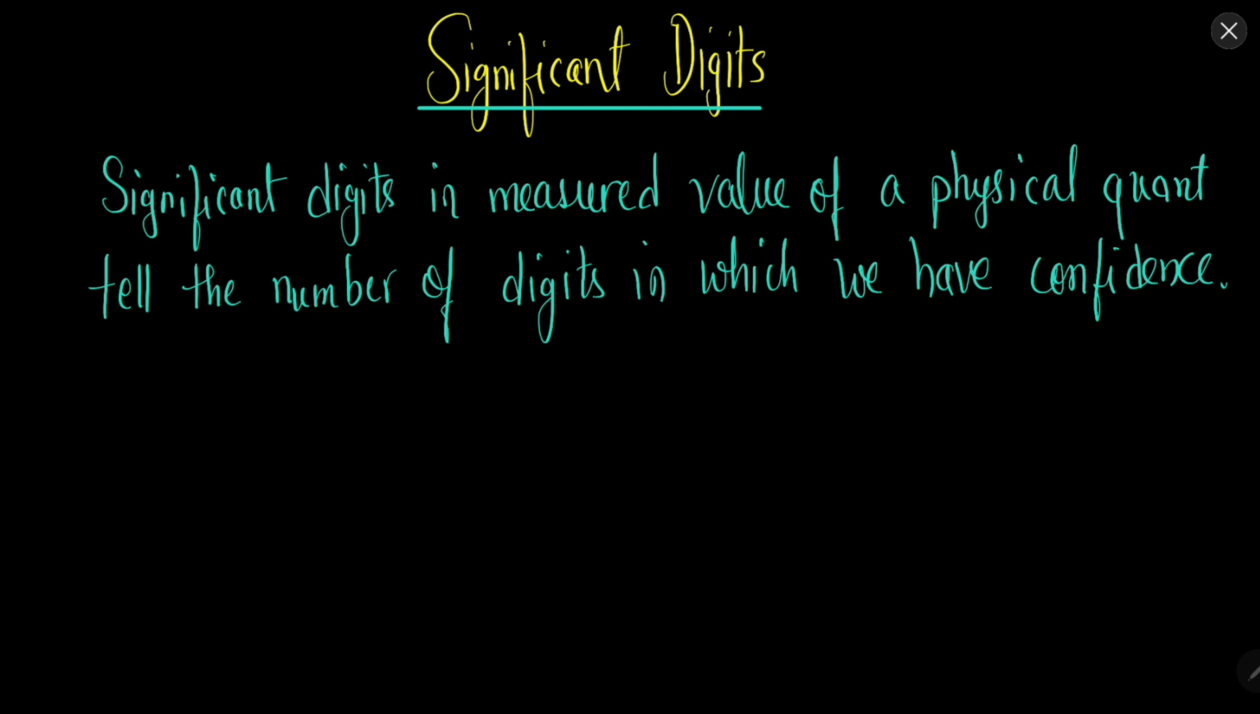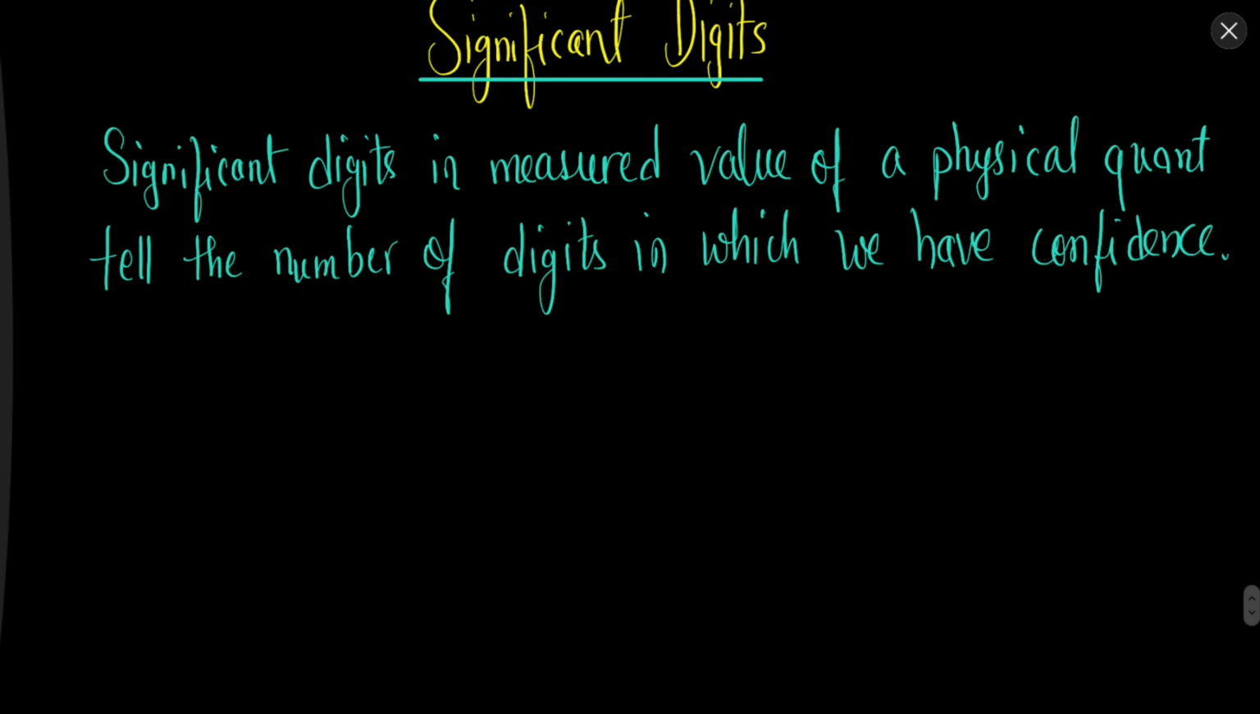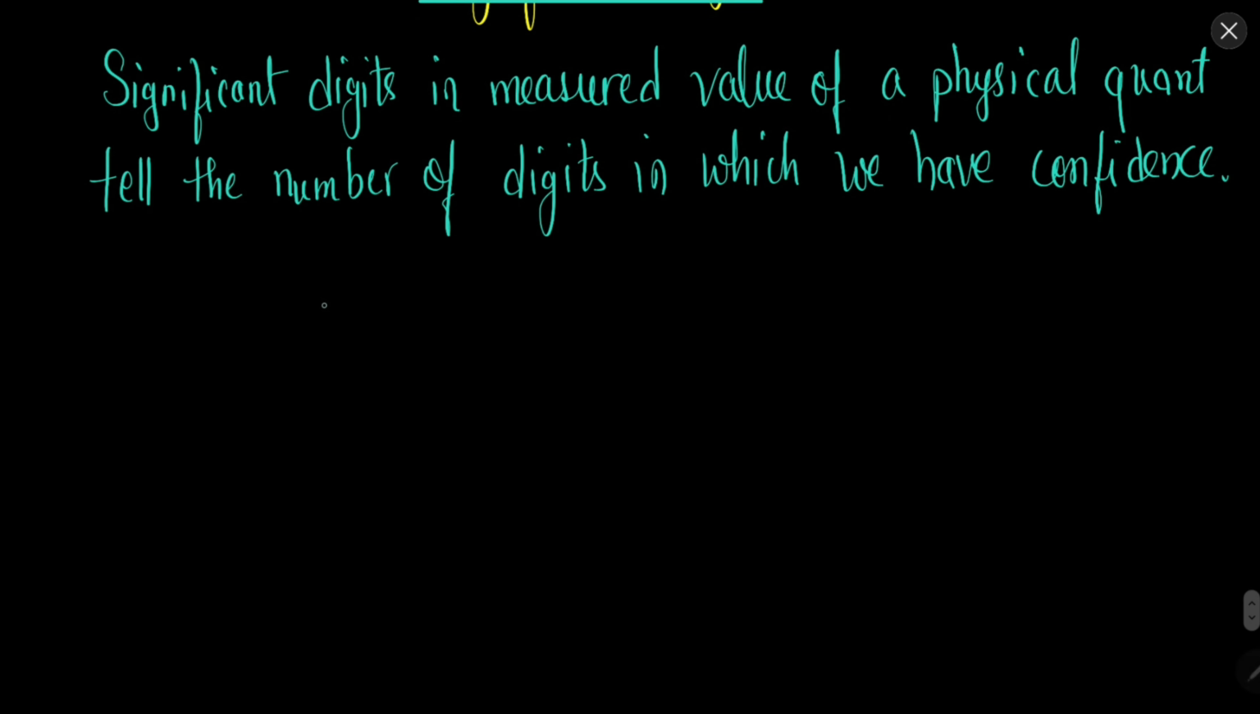So it is the number of digits in which we have confidence. The more significant values obtained in the measurement, the greater is the accuracy of the measurement. For example, let's say I found a value of something like 12.4, okay, 12.47.